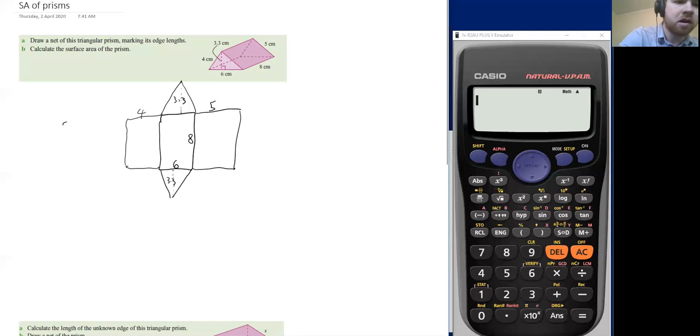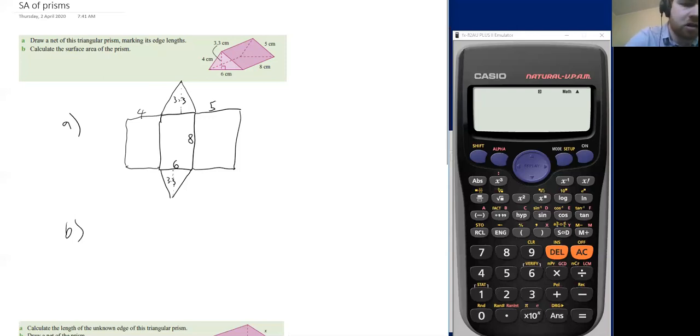So that is part A. Draw a net with its edge lengths there. Now we don't need to write that out twice, so we know that that is going to be 8, 2. We know that they're already 6. For part B, we need to calculate the surface area now.